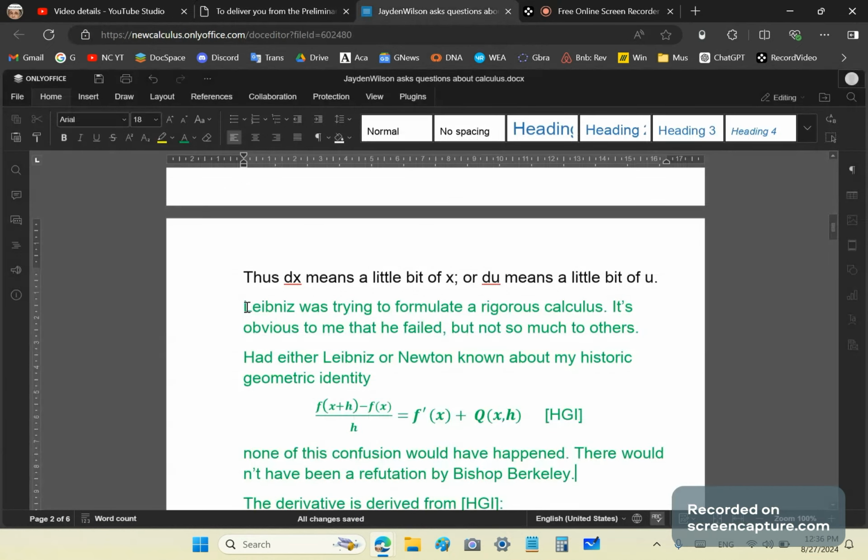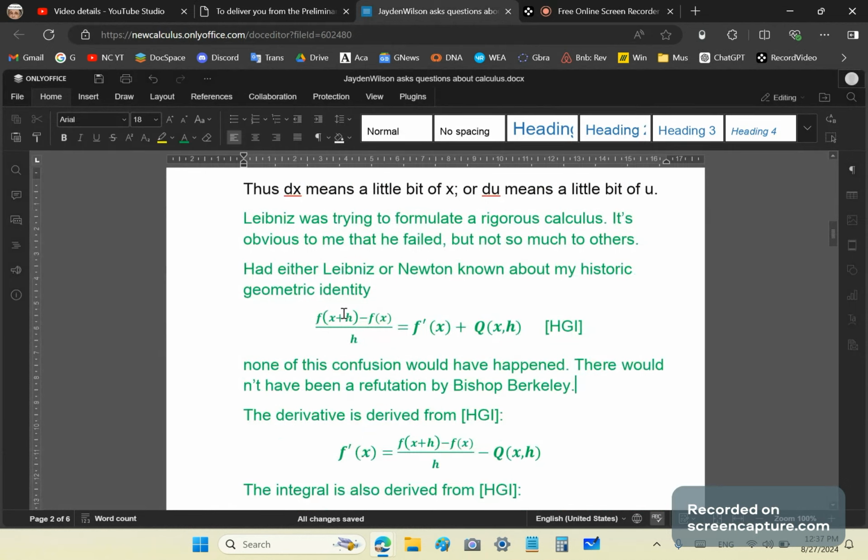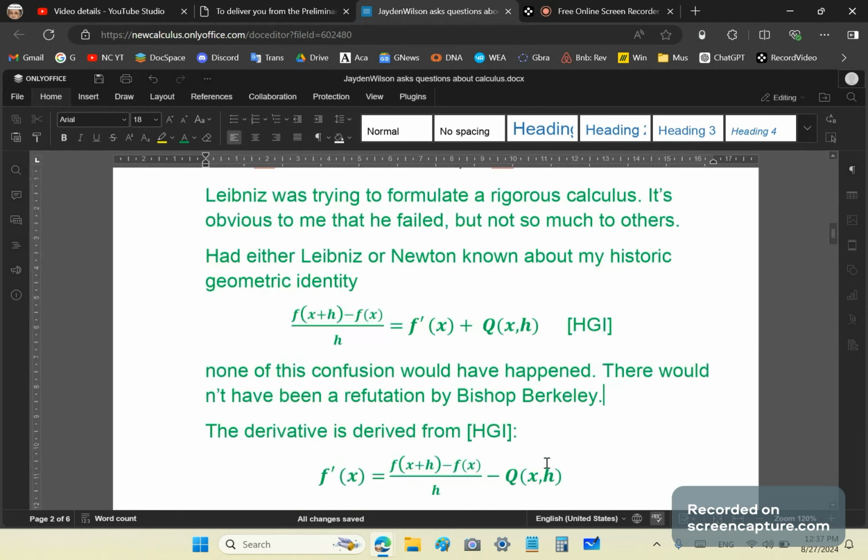So dx doesn't mean a little bit of x or a little bit of this or anything else. What was happening here was that Leibniz was trying to formulate a rigorous calculus, okay? It's obvious to me that he failed, but not so much to others.